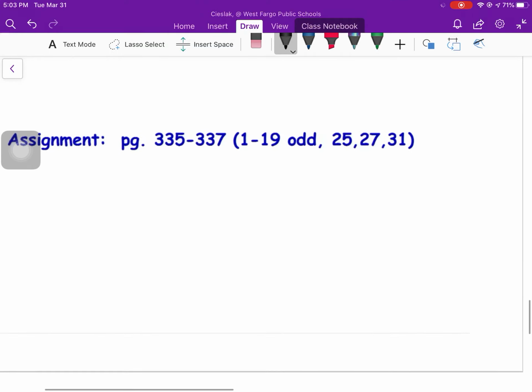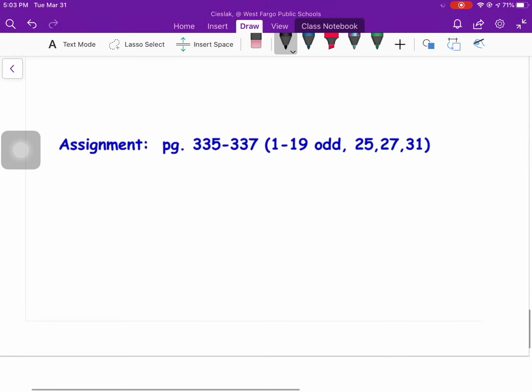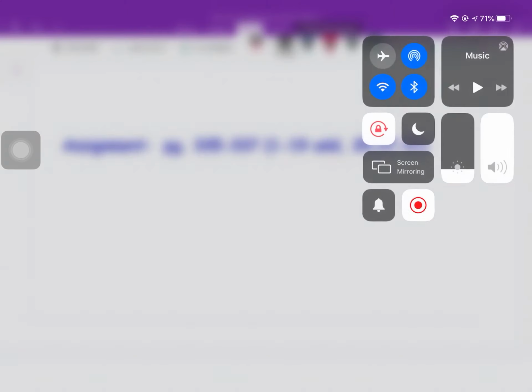So, your homework, right here, page 335 through 337, 1 through 19 odd, 25 through 27, or 25, 27, and 31. Now, the next lesson is on more of the law of sines, but we're going to deal with the thing that I was just drawing here.